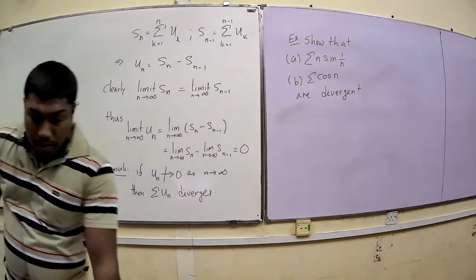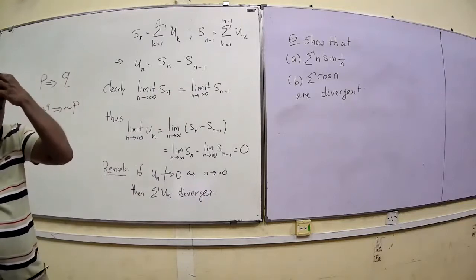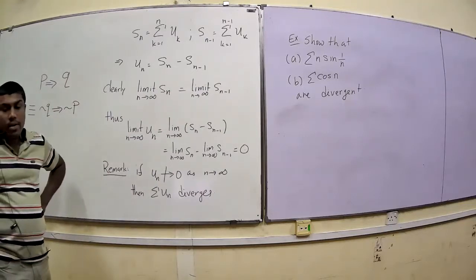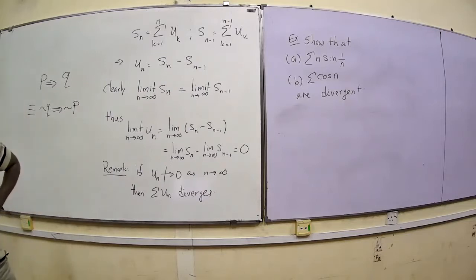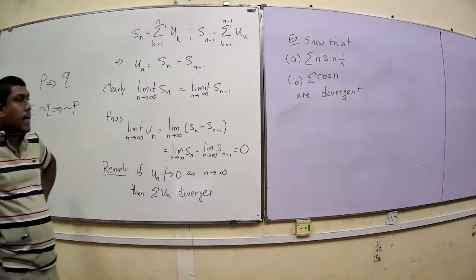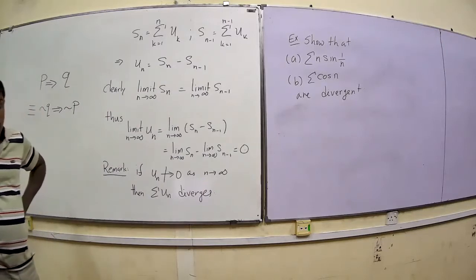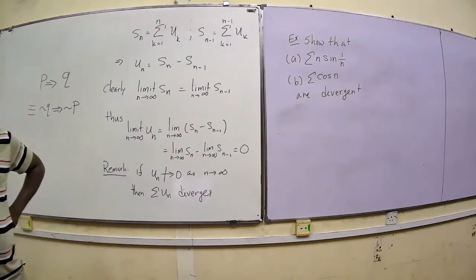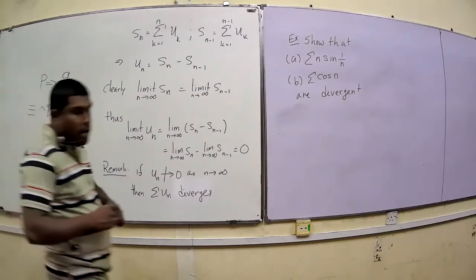Okay, so you have to show these two are divergent, right? I will show the first one. The second one is quite easy, because you know the partial sum, so that's not a big thing. But for n sine 1 upon n, I will show you by using this result.